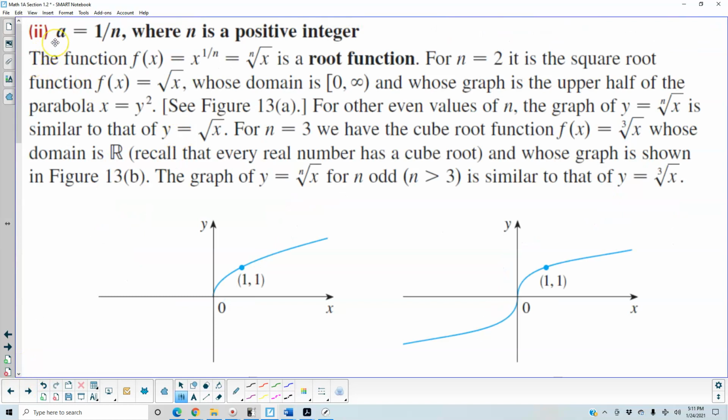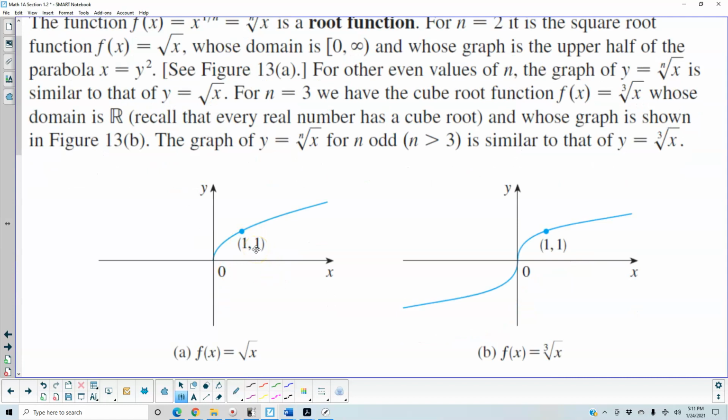Number 2, where a is equal to 1 over n, where n is a positive integer. So the function f of x, which is equal to x to the 1 over n power, is equal to the nth root of x, is a root function. For when n is equal to 2, it is the square root function f of x, which is equal to the square root of x, whose domain is including 0 all the way to infinity, and whose graph is the upper half of the parabola x equals y squared, which is in the first graph here.